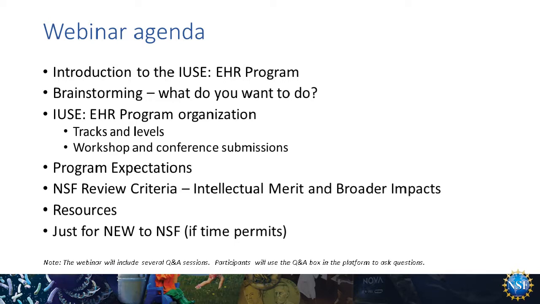We'll give you a small opportunity to brainstorm a little bit about what you might like to do and how you might like to generate a project and think about it in the context both of this webinar and in the context of a potential proposal to the National Science Foundation. We'll talk to you a little bit about program organization, and that will include a description of the different tracks and levels that are available to people who are interested in applying to the program. And we'll also talk a little bit about workshop and conference submissions, which are another aspect to our program.